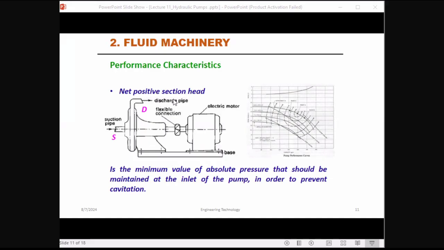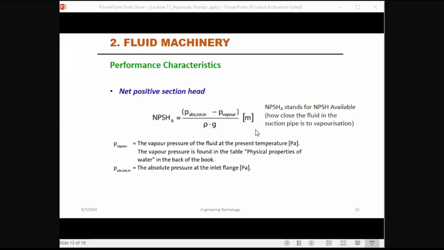Okay. This one indicates how close the fluid in the suction pipe is to vaporizing, which can impact pump performance and prevent cavitation. Next, it is the minimum value of absolute pressure that should be maintained at the inlet of the pump in order to prevent cavitation. Then here you can see a breakdown formula for this.